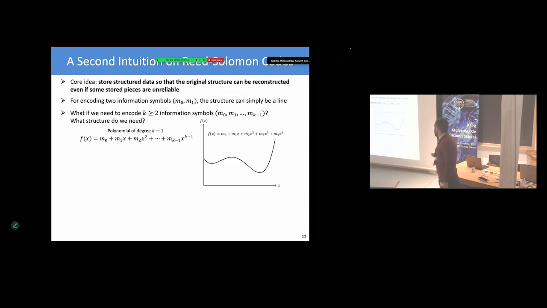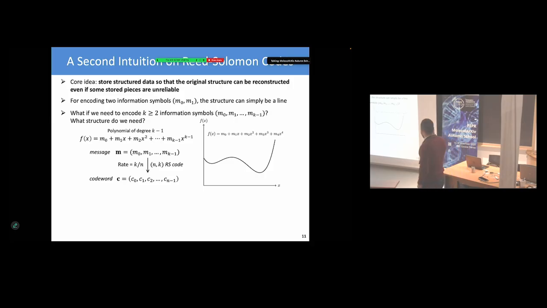So let's say this is our ugly polynomial, f of x equal m0, m1, m2, m3, m4, x^4. And we want to encode this message into a code word. So the message is of k symbols, and the code word is of n symbols. So the redundancy is n minus k. We add n minus k extra symbols.